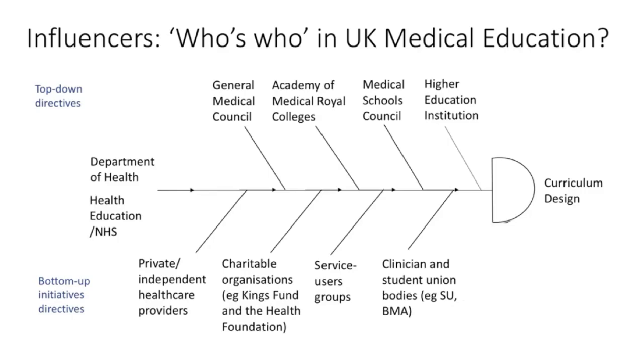So top-down directives for the development of medical education and curricular design include organisations such as the General Medical Council, who regulate medical programmes in the UK, the Academy of Royal Colleges, Medical Schools Council, and the actual Higher Education Institute in which the medical education programme is situated.